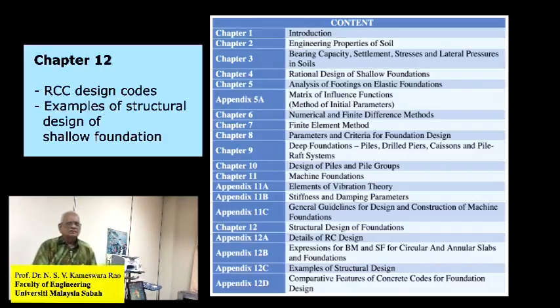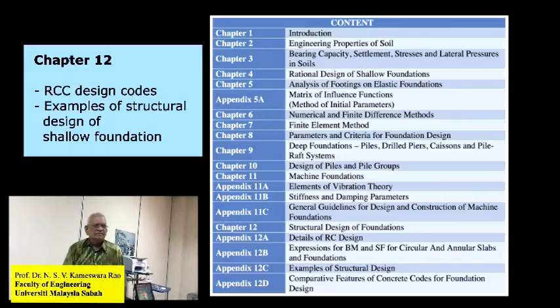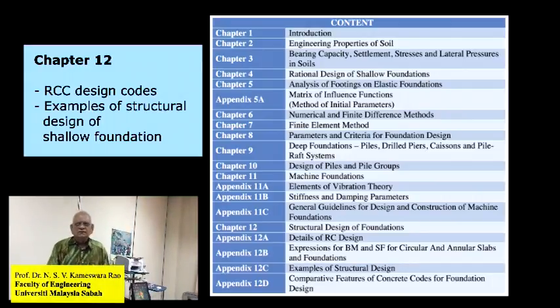Chapter 12 summarizes the important provisions of RCC design, codes, and comparative features of commonly used codes such as Indian Code, Eurocode, ACI Code. Examples of structural design of shallow foundations are also given in detail in this chapter. The special features are as follows.